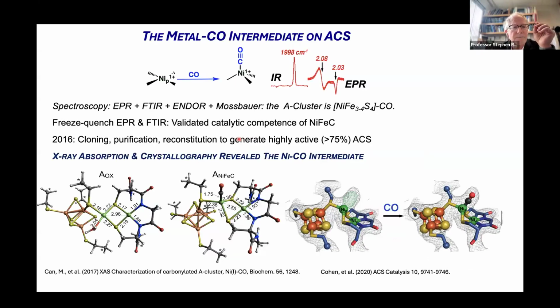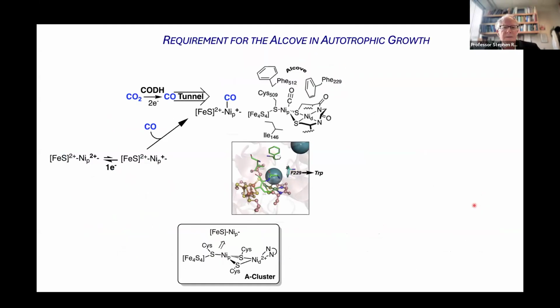During the mechanism, we've trapped the metal carbonyl intermediate using crystallography as well as X-ray absorption, on the left, the X-ray absorption, and on the right, the crystallography, demonstrating that indeed we do have a metal carbonyl intermediate, shown with very similar sorts of properties based on these studies. We've done a lot of spectroscopy in the past to try to characterize this, but now we have definitive evidence validated by these different methods for the nickel carbonyl.